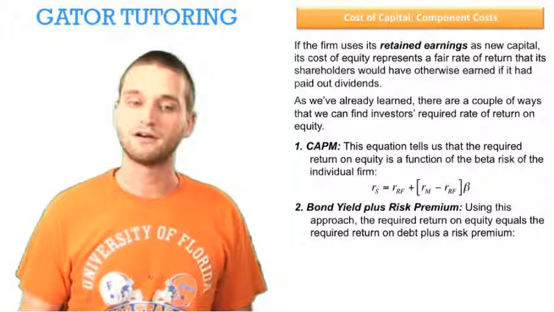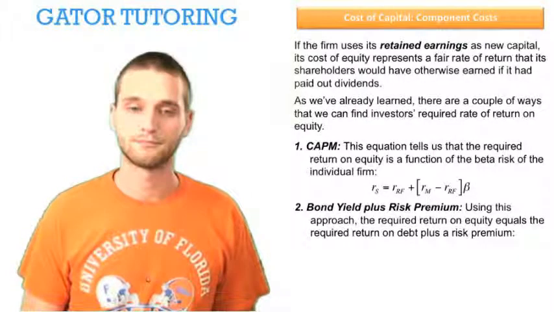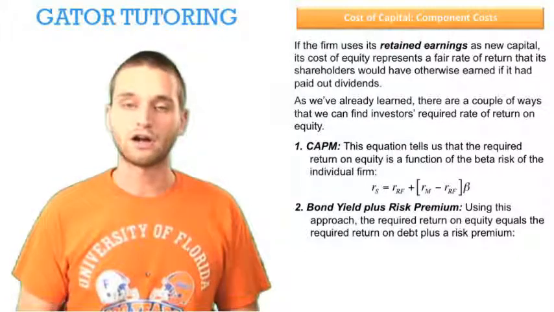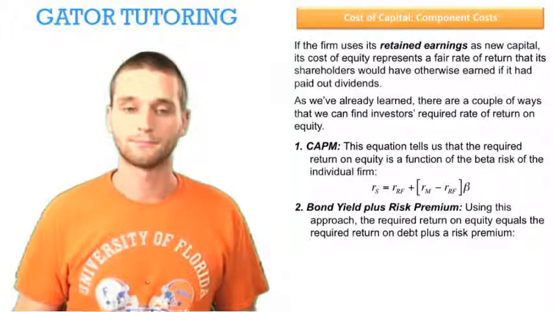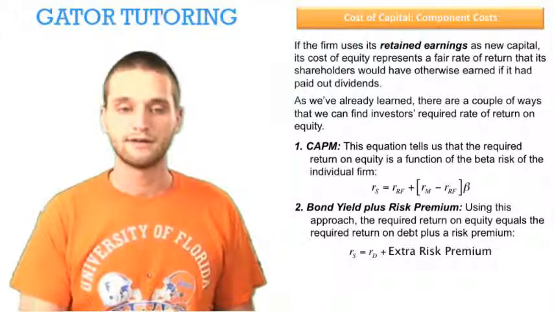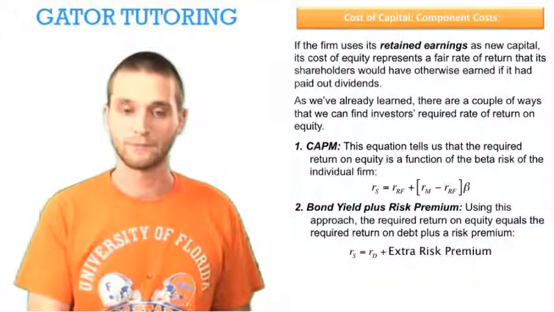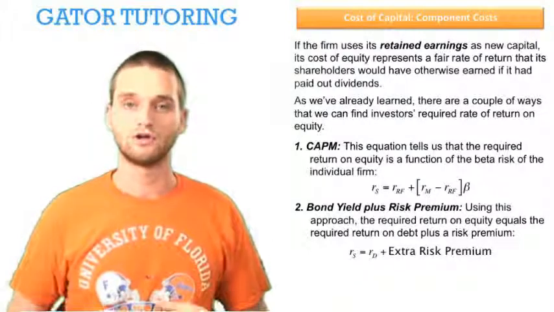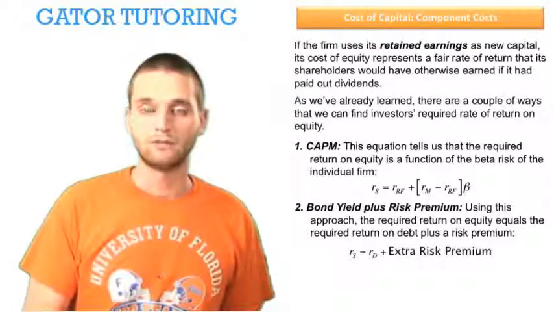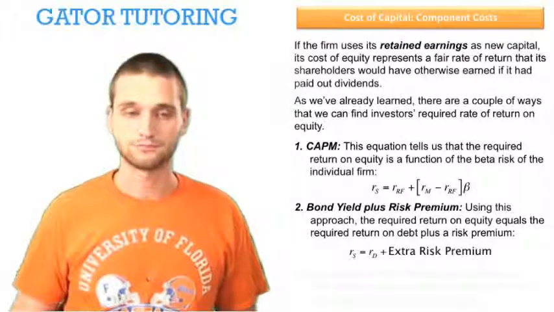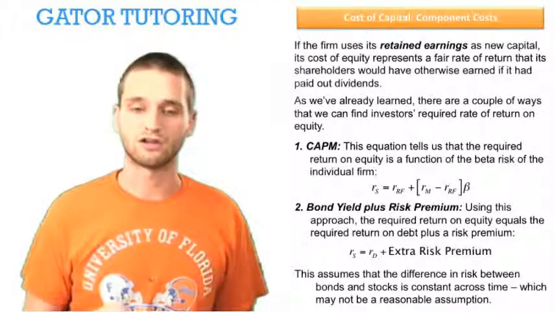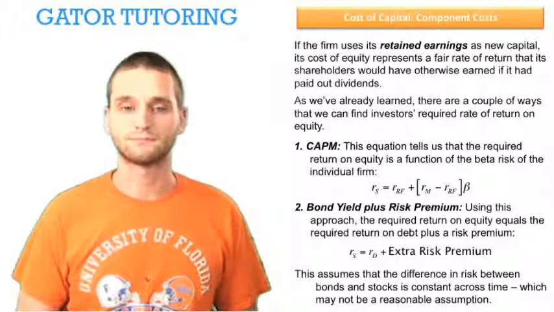The second way is the bond yield plus risk premium method. Using this approach, the required return on equity equals the required return on debt plus a risk premium. And so here we just see the simple equation. The return that we're going to solve for on our stock is equal to the return that our debt holders require plus just some extra risk premium, which would be defined or given to us. And this risk premium represents the difference in risk between being a debt holder and being a stockholder. But this assumes that the difference in risk between bonds and stocks is constant across time. And this may not be a reasonable assumption.